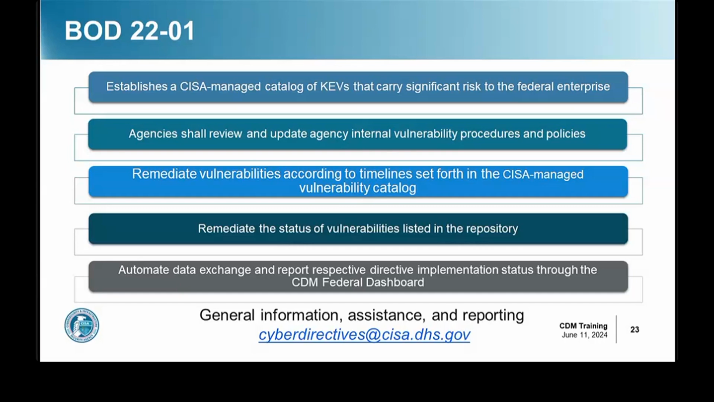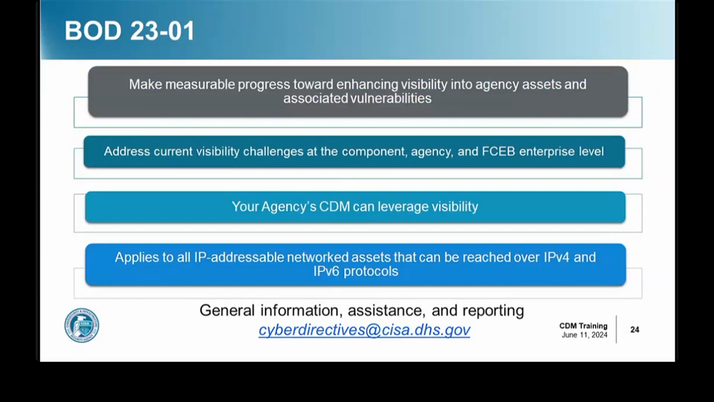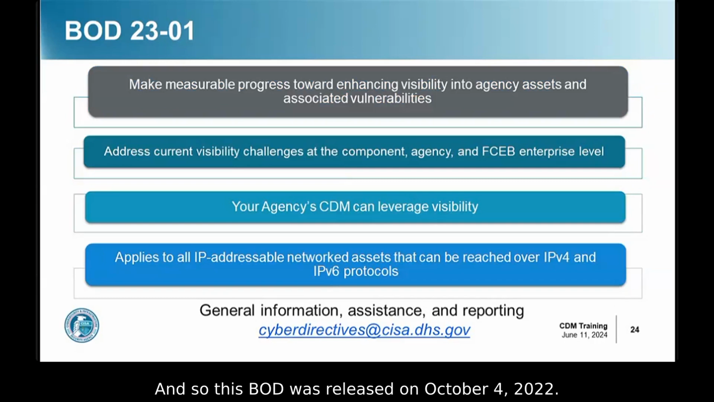All right. The next BOD I'm going to discuss is BOD 23-01. This BOD was released on October 4th of 2022, otherwise known as Improving Asset Visibility and Vulnerability Detection on Federal Networks. Its purpose is to make measurable progress toward enhancing visibility into agency assets and associated vulnerabilities.